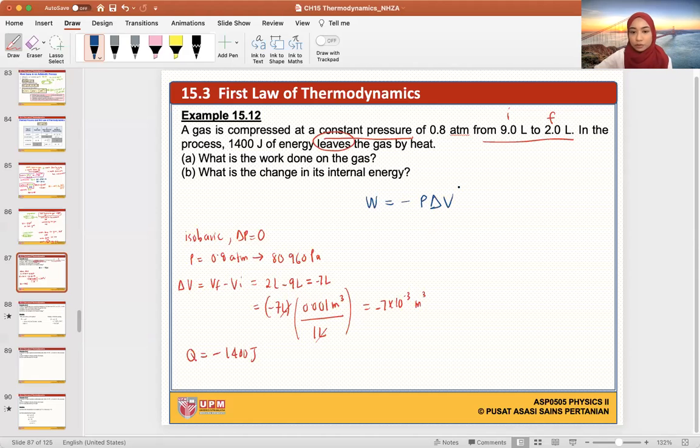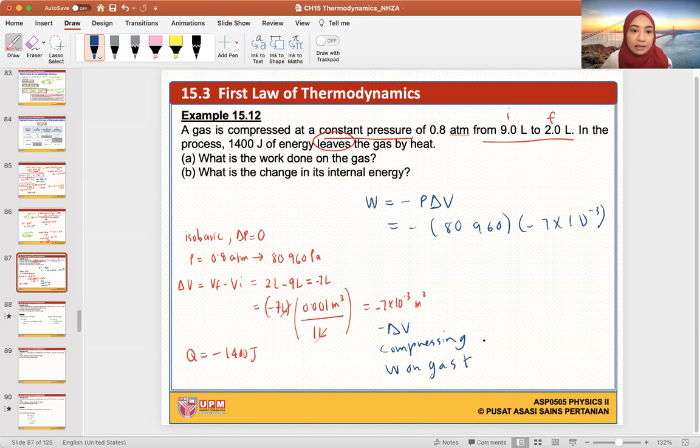Okay, great. So we know what our P is, 8,960, and our delta V, we already have that, minus 7 times 10 to the minus 3. Now here our delta V is a negative change in volume, which means that it is compressing, which means that our work done on the gas should be positive. This is our insight lah, sebab kita dah belajar kan. Kita ada knowledge lah. So I'm going to say maybe the work done is positive. Let's see. It should be, sebab ada 2 negative kat situ.